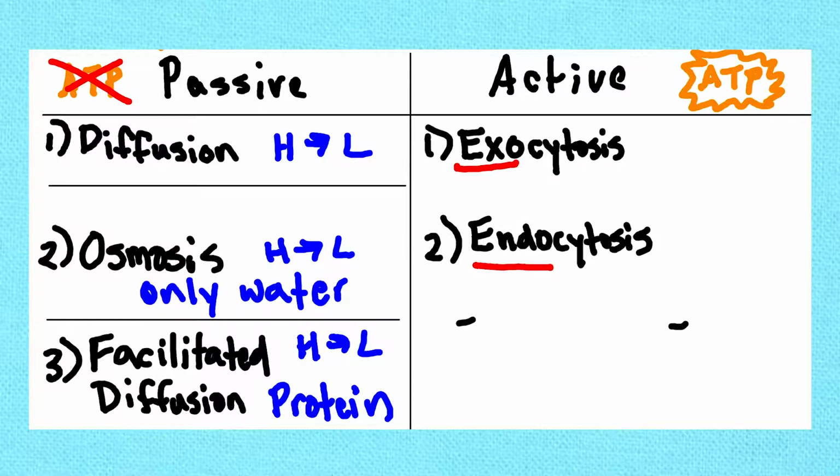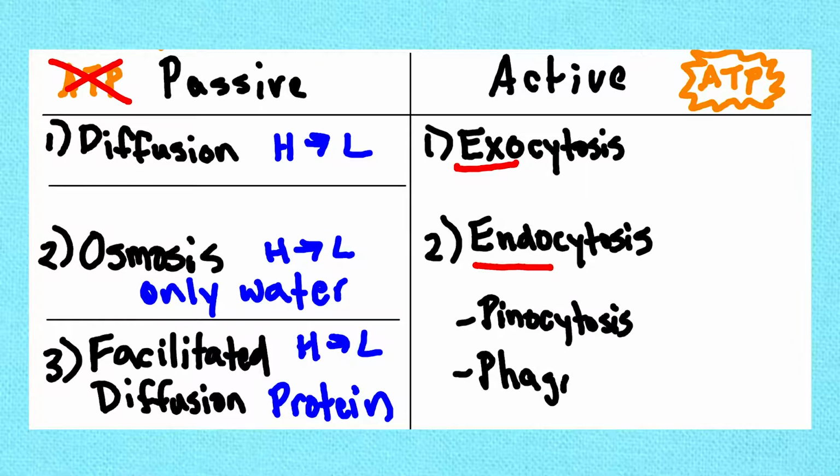And I told you there were 2 of the second one. Within endocytosis, there are 2 I want you to know. Remember, this means getting into the cell. Pinocytosis and phagocytosis. So we are moving against the current, against the gradient. It means we need the ATP.